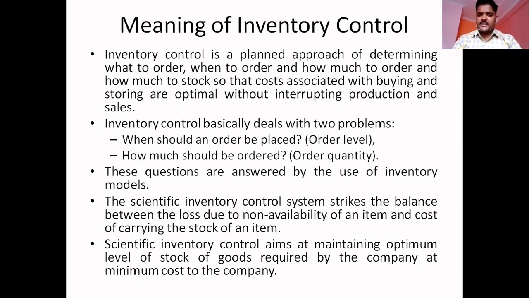So basically, scientific inventory control system is just the balance between the loss due to non-availability of an item. Basically, अगर एक भी item आपके पास material का नहीं available है, that will cause a loss. That will be resolved by using the inventory control. So scientific inventory control aims at maintaining optimum level of stock of goods required by the company at minimum cost to the company. So it's all about the inventory control.